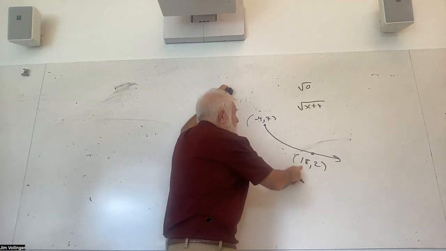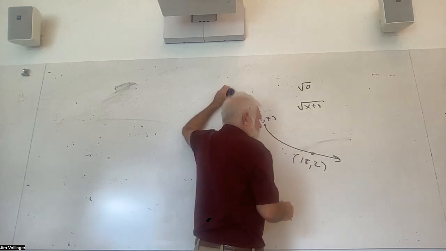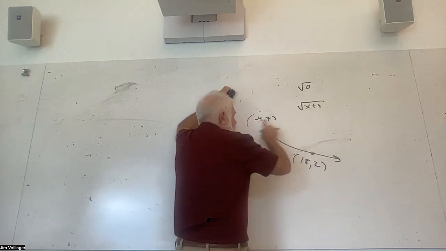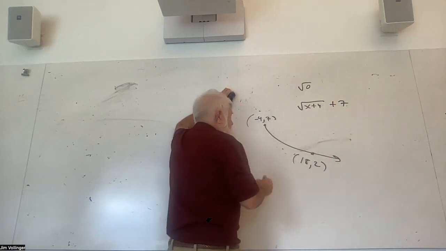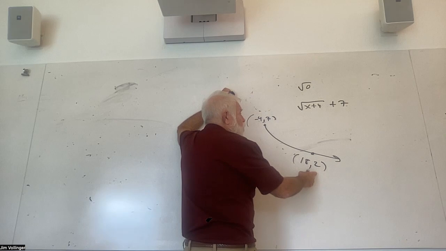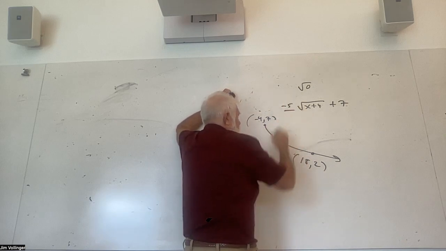I put an 18 in, and I get the square root of 22. That's going to come into play. Right now, I want a negative 4 to get me a 7. That's done. And now I want an 18 to get me 2. Well, there's only one way to get to 2 from 7. That's to go down 5.